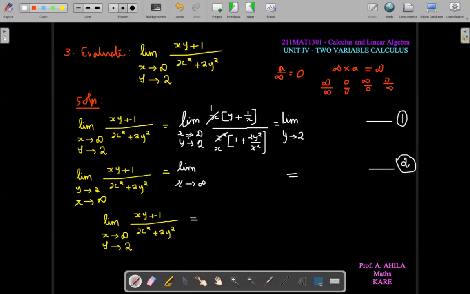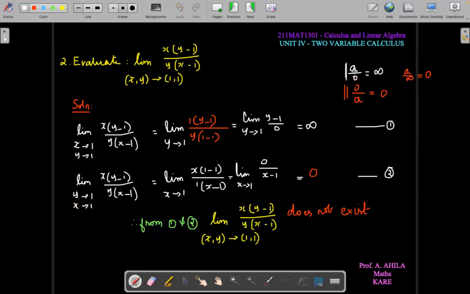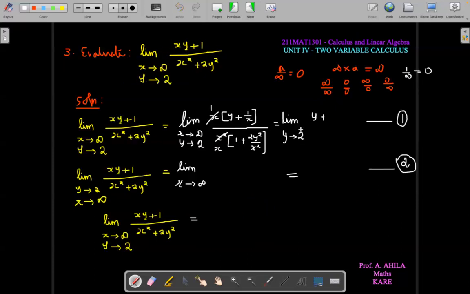So what happens when I substitute x tends to infinity? Here, y plus 1 by infinity. 1 by infinity is what? 1 by infinity is 0. Okay. So anything by infinity, remember all these things, the 4 conditions. Anything by 0 is infinity, and 0 by anything is 0. Anything by infinity is 0. Note this. So 1 by infinity is 0.